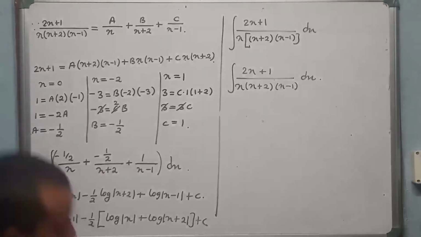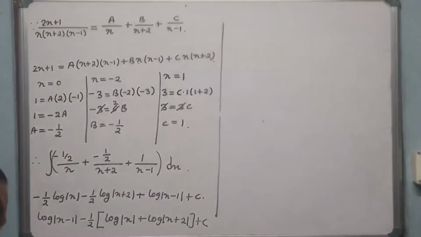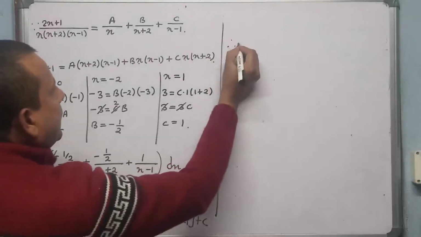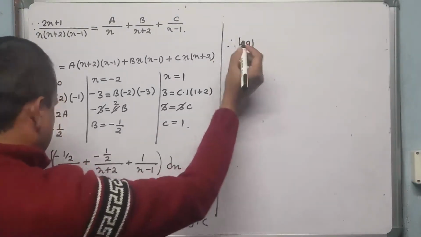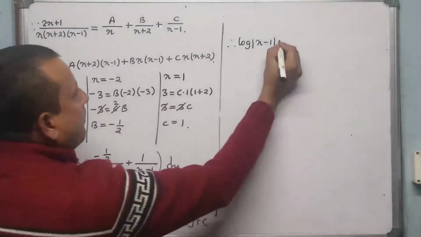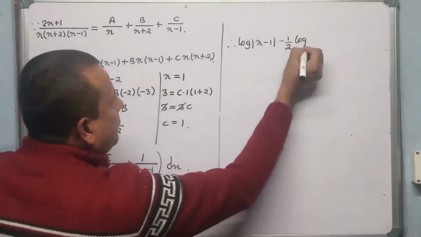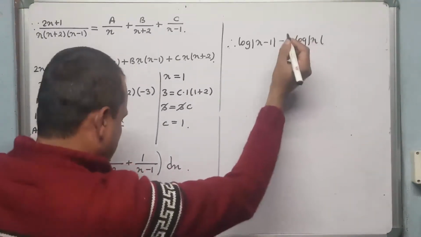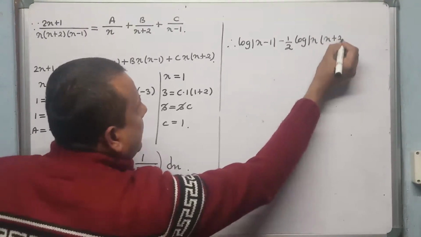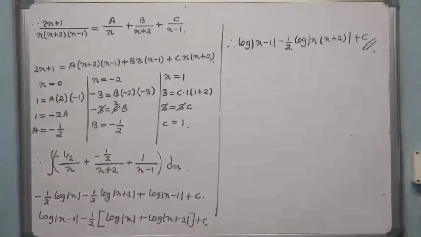Now then, I'll apply the property of logarithm. Log of mod (x − 1), then minus half is there. Log m plus log n will be log of m into n. So this is your final answer.